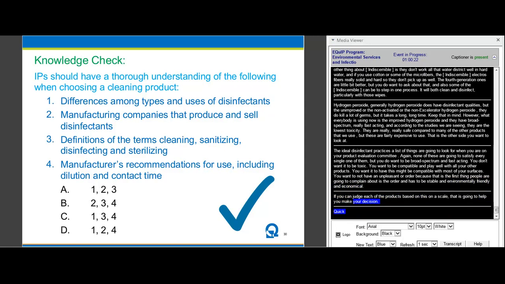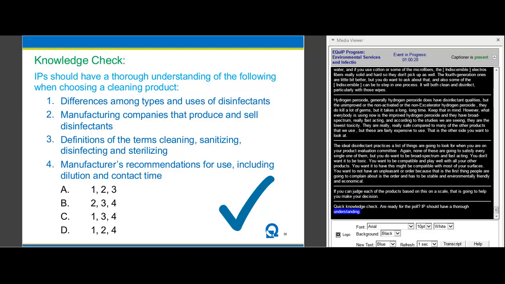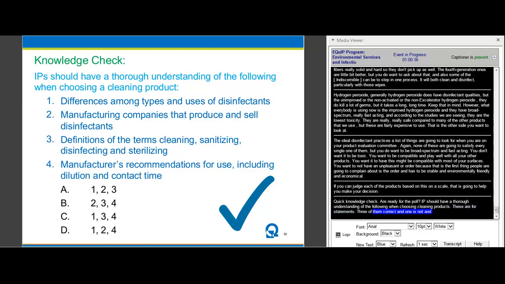IPs should have a thorough understanding of the following when choosing a cleaning product. Now, this is 4 statements. 3 of them are correct. 1 of them is not, and they are numbered. So here we go. So as an IP, you should have an understanding of 1, differences among types and uses of disinfectants.